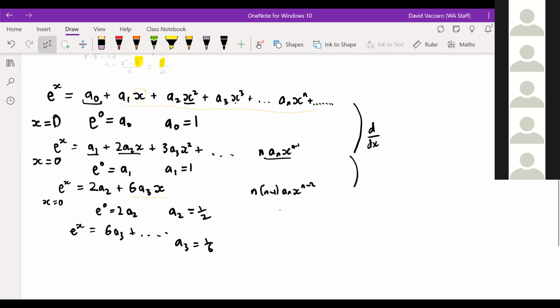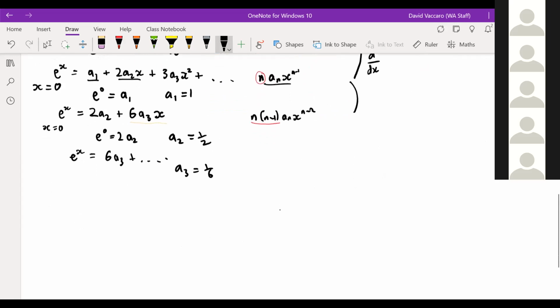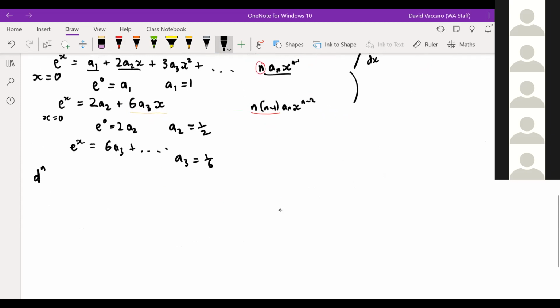Now we can do a little bit better. We can keep track of what happens to the x to the n term. So when I differentiate, I pick up a factor of n. When I differentiate again, I pick up a factor of n minus 1. In order to get rid of all the x's, I need to differentiate n times.